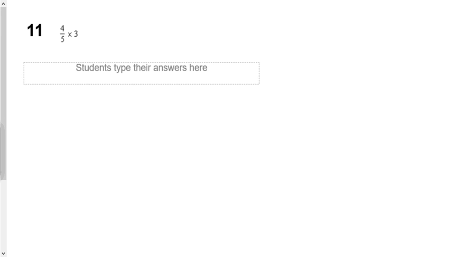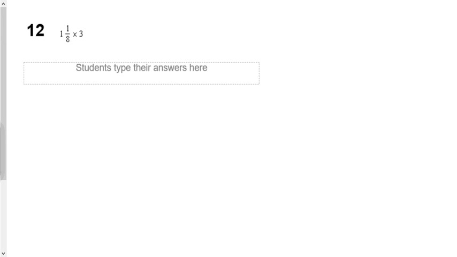Question 11 on, we're just dealing with multiplication. It doesn't say to model, it just says get an answer. So when we're dealing with multiplication of a fraction by a whole number, think of the whole number as being over 1. Multiply your numerators and multiply your denominators. You get 2 2/5 as a final answer.